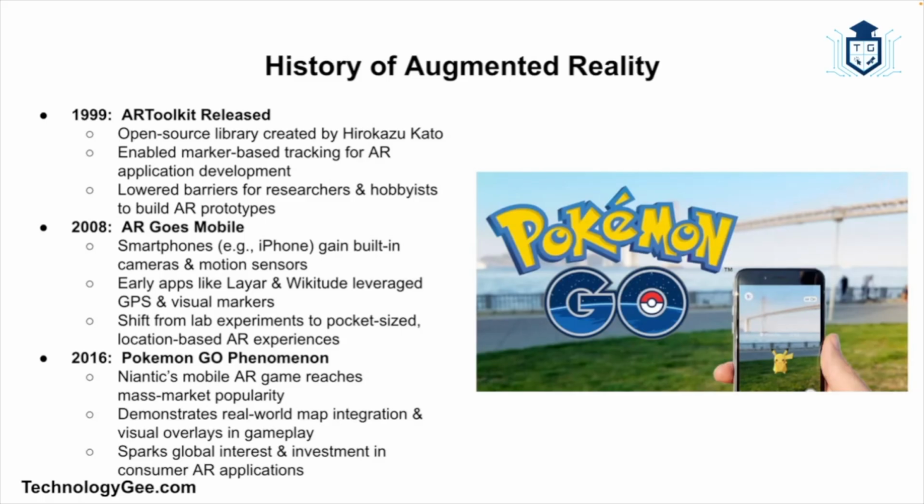The launch of smartphones with integrated cameras and sensors, such as the iPhone, paved the way for mobile AR applications. Early AR apps such as Layar and Wikitude use location-based data to overlay information onto the real world. And then in 2016, we saw Pokemon Go. The release of Pokemon Go, a mobile AR game, brought AR into the mainstream, and the game's success demonstrated the potential of AR for entertainment and highlighted its mass market appeal.